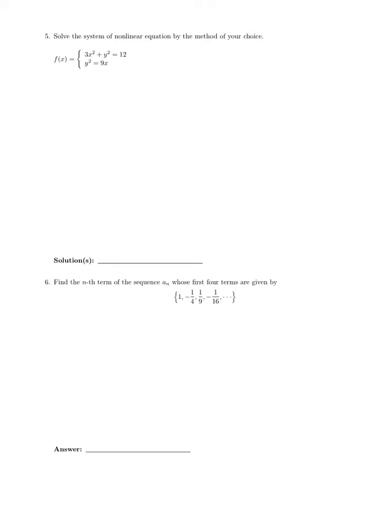Number 5, solve the system of nonlinear equations by the method of your choice. Okay, so let me take a look at it. How about by substitution, since you're given the top equation, 3x squared plus y squared equals 12, and you're already given y squared equals 9x. So what I'm going to do is plug 9x in place of y squared into the top equation. So here I'm going to have 3x squared plus 9x, and I'm going to bring the 12 to the left hand side by subtracting it.